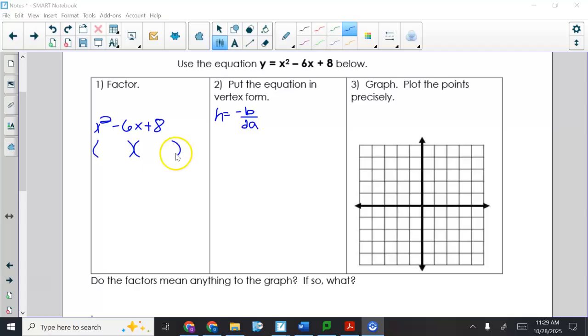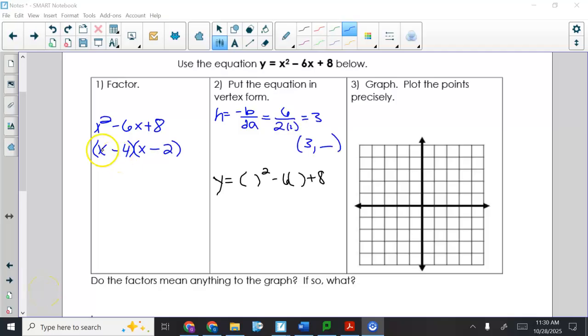All right, once you have it factored and put into vertex form, go ahead and graph and then see if you can connect the factors to the graph. So go ahead and pause the video, and then I'll come back with the answer here shortly.